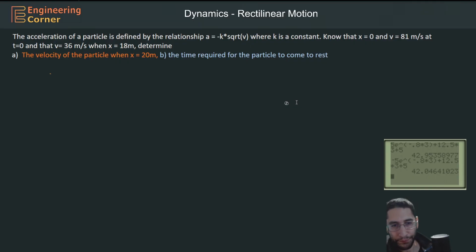And in this problem, we're told that the acceleration of a particle is defined by the relationship a is equal to minus k times the square root of v, where k is a constant. And we know that x is equal to 0, and our velocity is 81 meters per second at time 0, and our velocity is 36 meters per second when x is equal to 18 meters. We want to determine the velocity of the particle when x is equal to 20 meters, and the time required for the particle to come to rest. Okay, so finally, need to reset my pen.